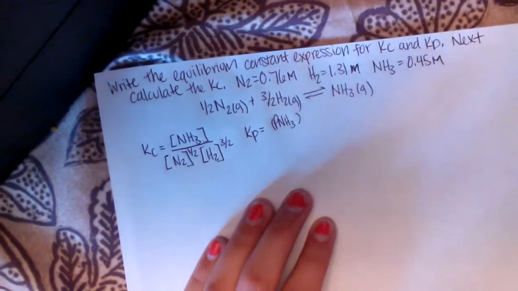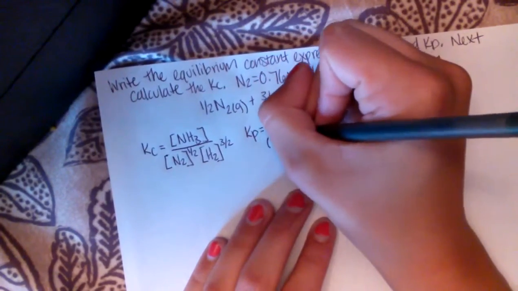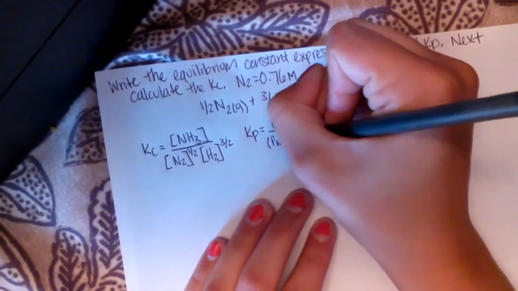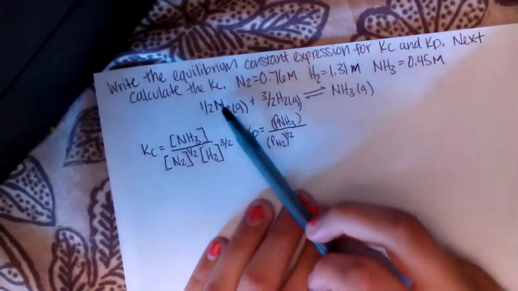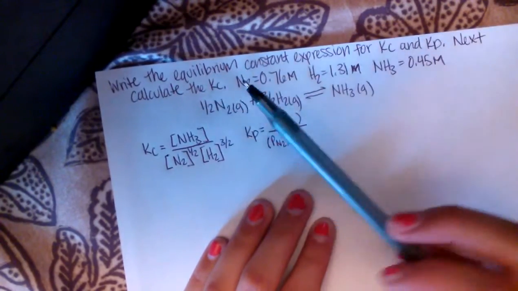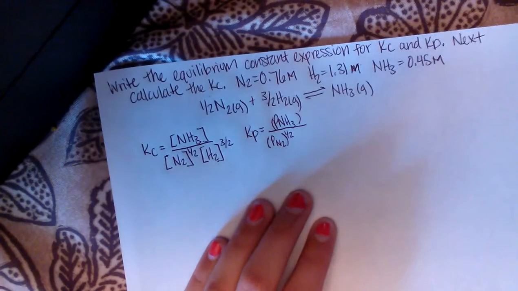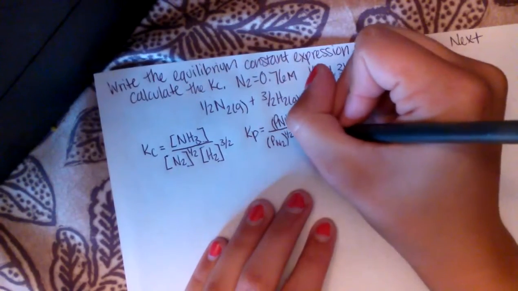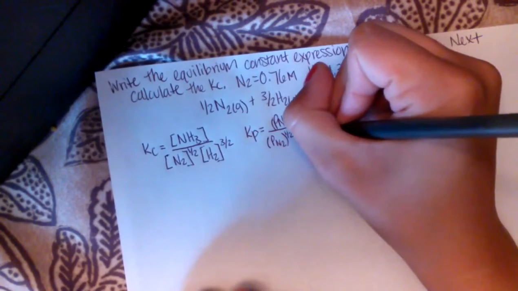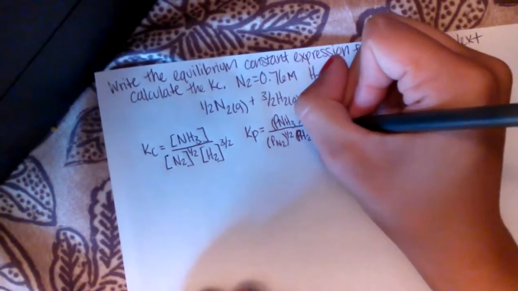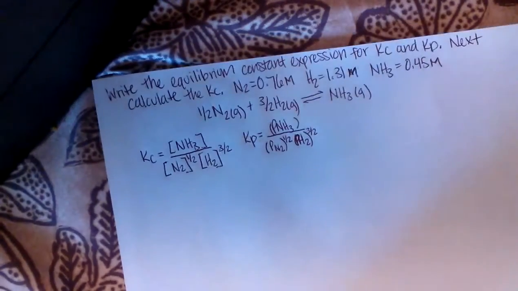P NH3, and you're going to divide it by the reactants. And again, for N2, you're going to have it to the half power, and remember to put your P in front. And lastly, H2. Oops, I forgot the P. I'm doing this wrong. Okay, that is correct.